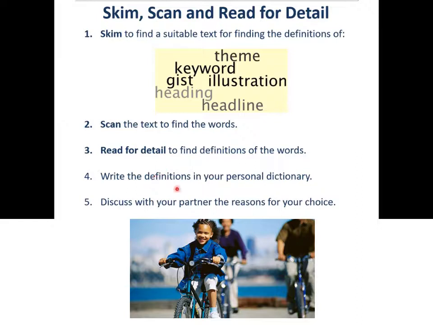So you can write the definitions in your personal dictionary or a small book, and then you can discuss with your partner the reasons for your choice. So this is how you are writing academically. You read, you find the information, you write it back using your own words, or maybe you can take certain points, but you have to rewrite everything to avoid plagiarism, and then you can present your findings to others.